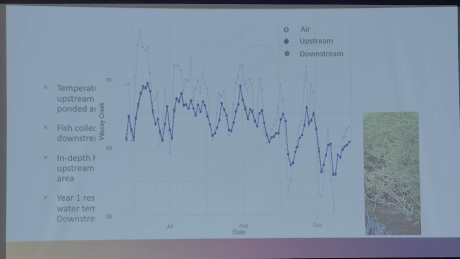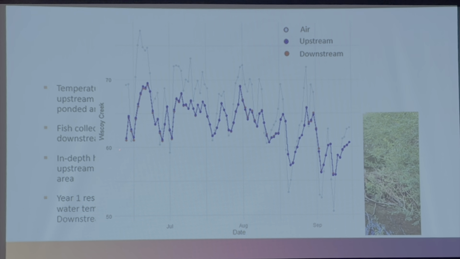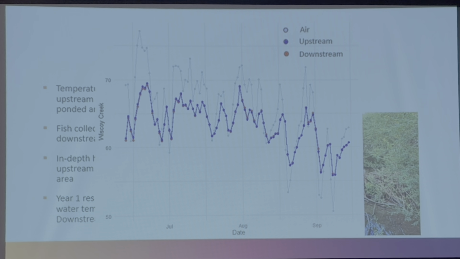So earlier I mentioned we use temperature loggers, and we also use the drone for temperature. This temperature is from June all the way to December when I removed these. However, you can see that upstream and downstream, there's faint red dots along here that are almost overlapped by the blue. So that's indicating that the upstream and downstream temperature are very, very similar.